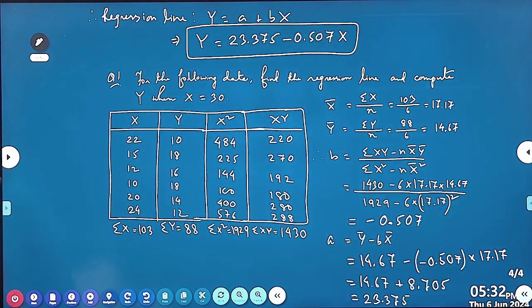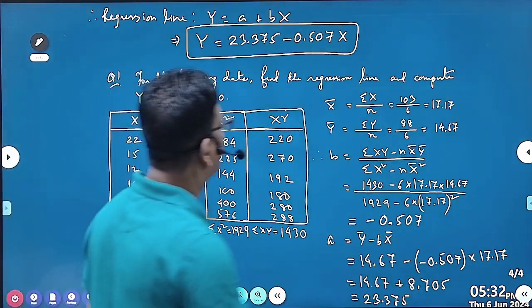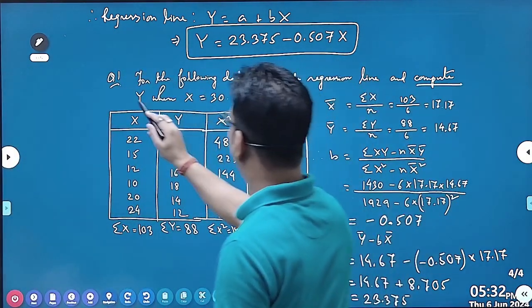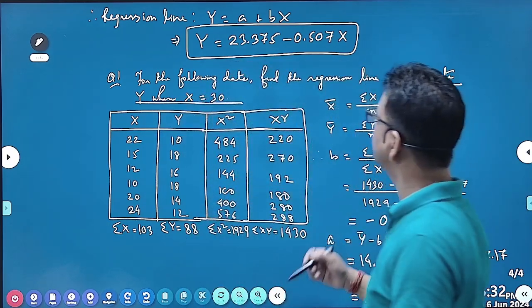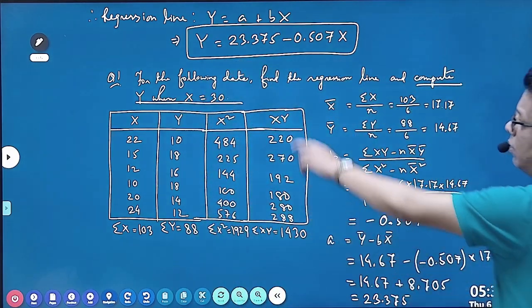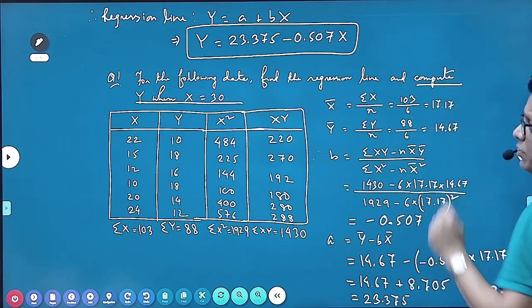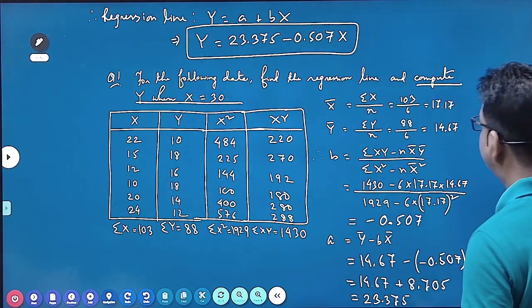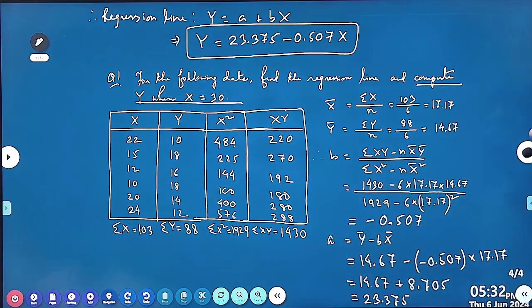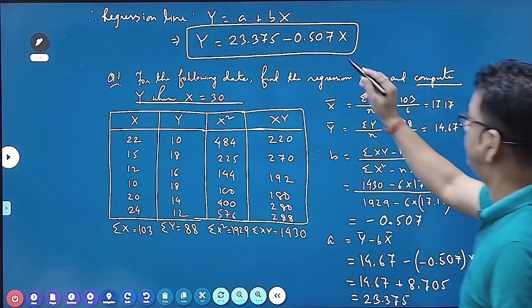Done? Now also what comes? You see, compute y when x is equal to 30. So everything you understood what is there? Second part. So either this one comes or even this. Both do not come together. So what is here? Compute y when x equal to 30. What to do? Put the value of x.